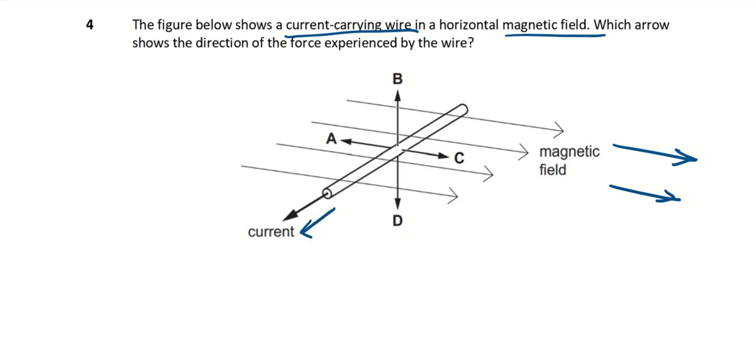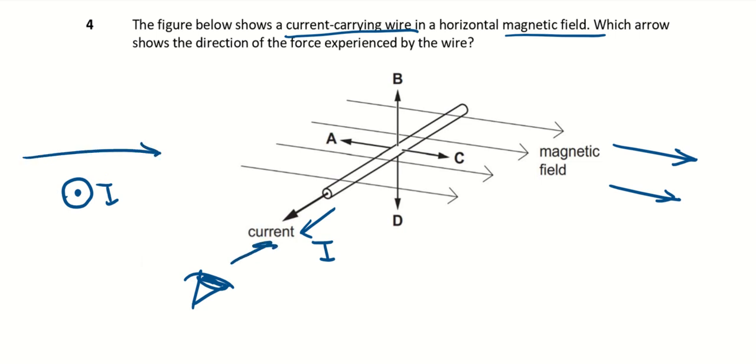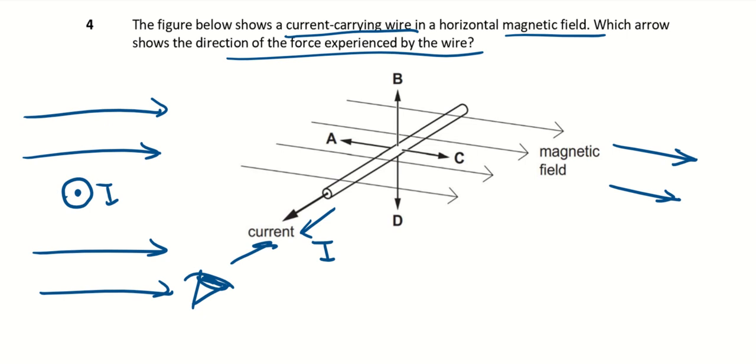If I were to transform it into a 2D view, let's say I put my eye here, I would see this conductor as a dot. This dot is actually representing the current. Since I look at it in this view, the external magnetic field is going from left to right. So they want us to find the direction of the force experienced by the wire.